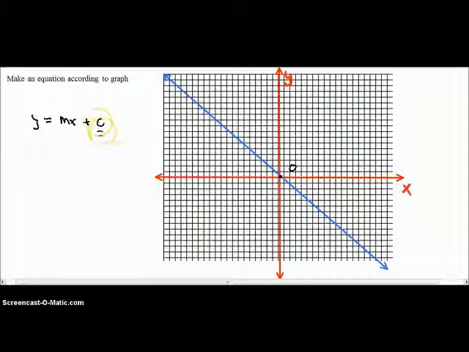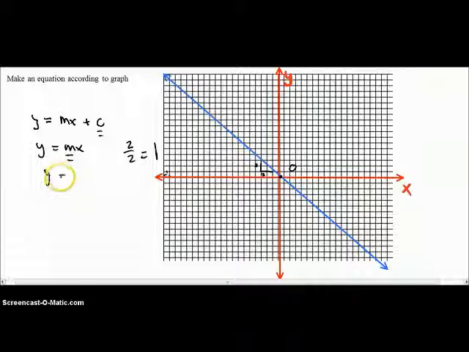Therefore, we don't show c. C equals nothing. 0 is nothing. So y now is mx. And now let's look at the gradient. The gradient of this line, look here, is 2 by 2, if each space is 1 unit. 2 by 2 put in a fraction is 1. Therefore, the gradient of this line is 1.